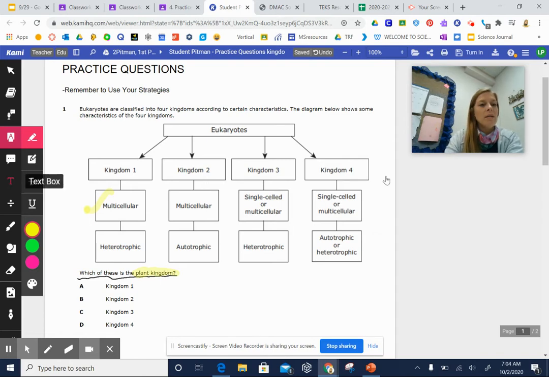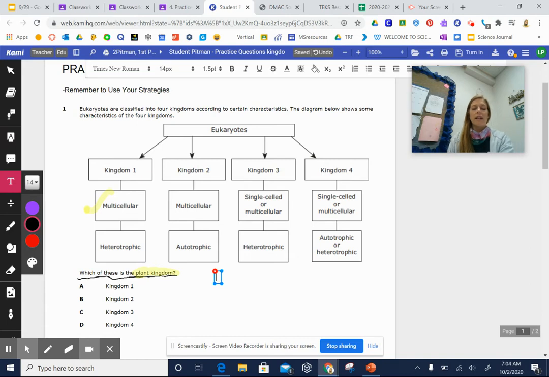Now, once you've done that, you're going to insert a text box and type your proof. How do you know that it's the right answer? What is it that's in the table or in this graphic that supports plant kingdom? You're going to do these steps on every question. Underline your question, highlight keywords, type your proof. Now, if you're not going to listen to me read each question, you can stop the video here and go to your questions to begin your work.